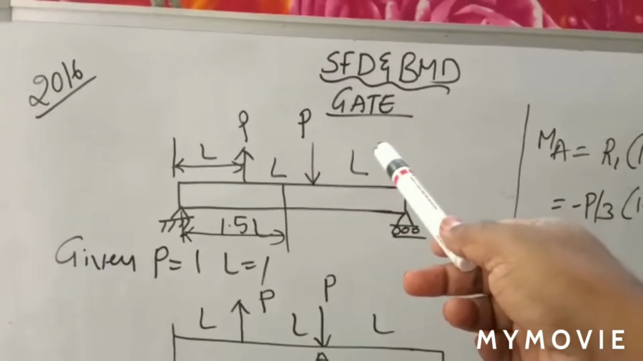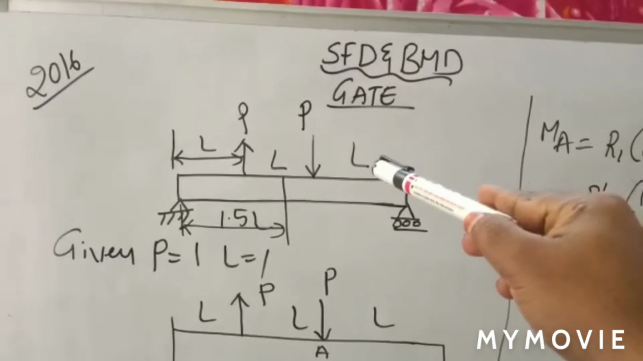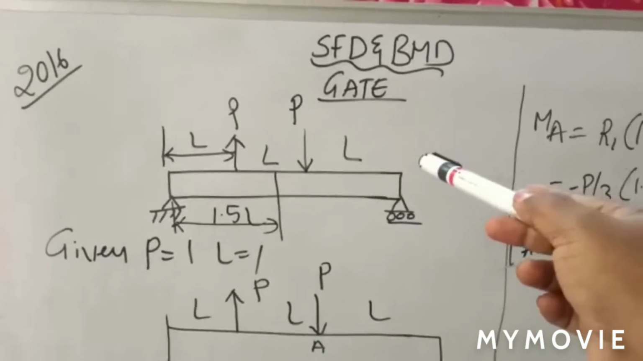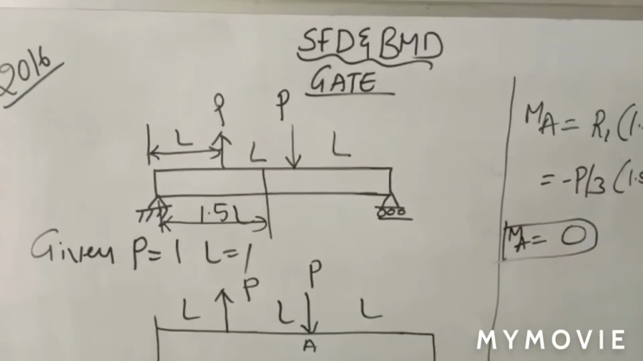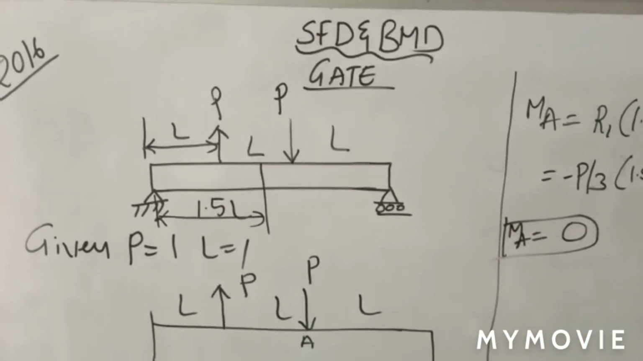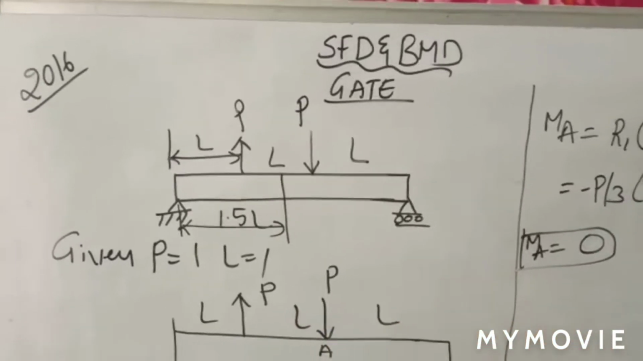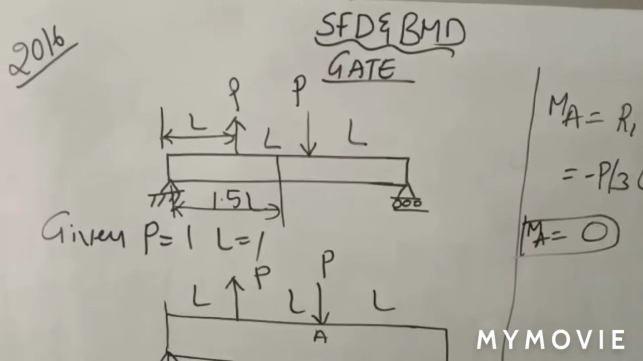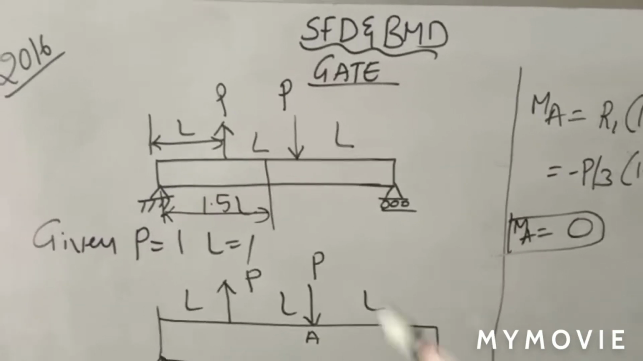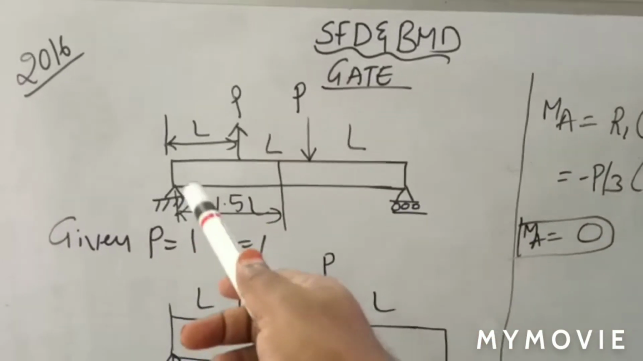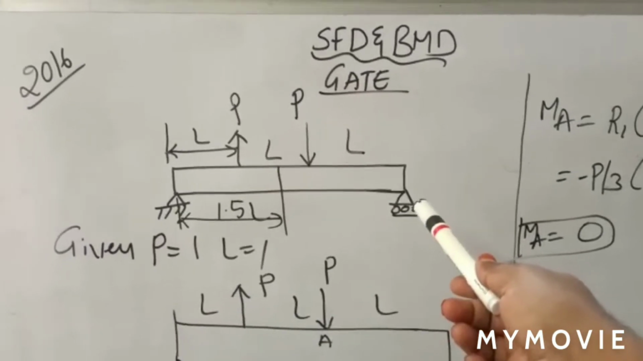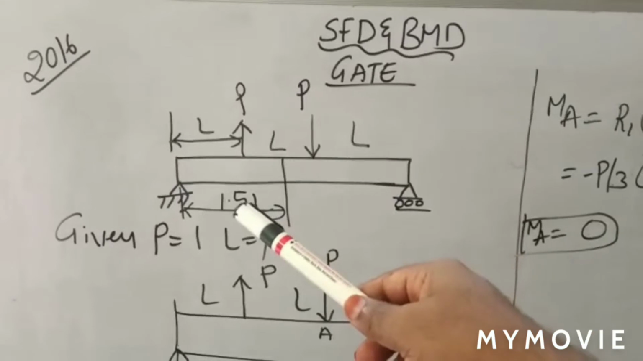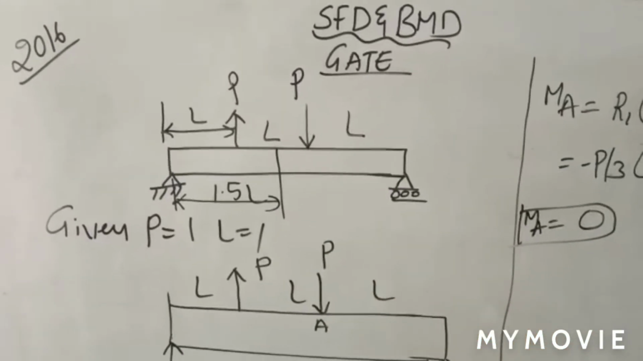Again here we are discussing another GATE question that was asked in 2016. It is also related to your strength of materials, that is, a shear force and bending moment diagram question. Here the question is a simply supported beam having reactions at point 1 and point 2. At one end you have a hinge support, and at the other end a roller support. In the problem itself it is given that P value equal to 1 and L value is equal to 1.